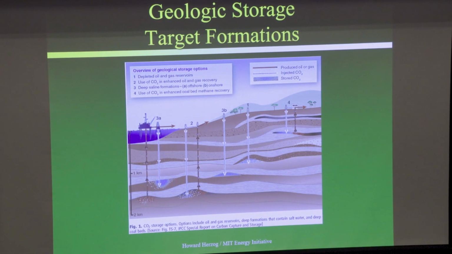Yes? Are you worried about changing the pH of the system, the acidity of where you're injecting CO2? Is it going to change the surrounding environment when you put it in, with acidity levels? Okay.